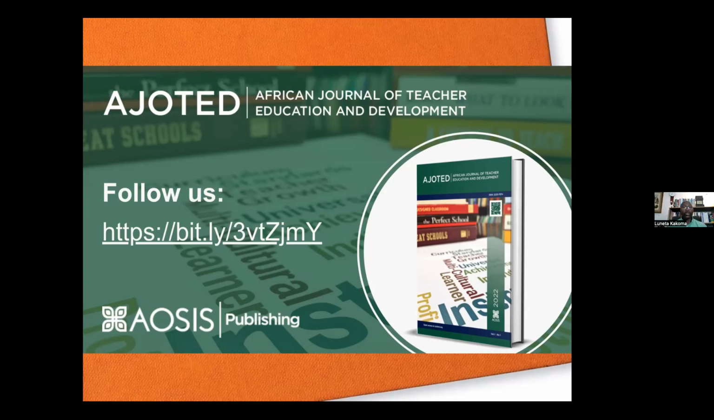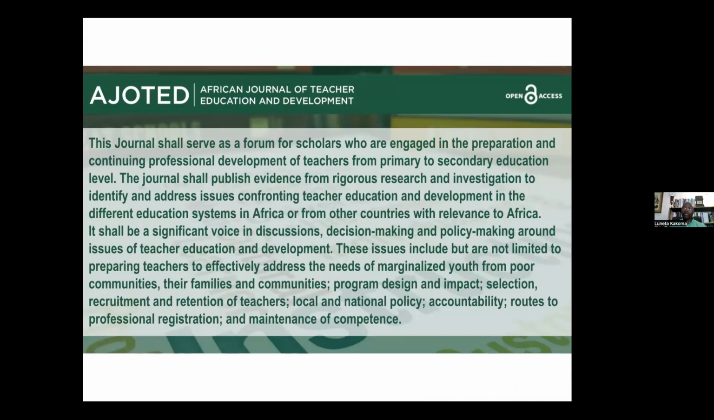And you go to ajoted.org if you can read that. That's what the journal is about. We have special sections for mathematics, physics, chemistry, and biology, and other sections also just for teacher education, predominantly in sub-Saharan Africa. The reason again being, there are very few.